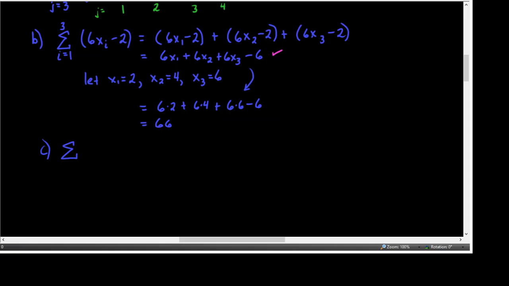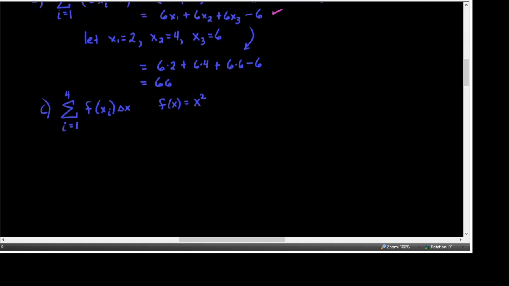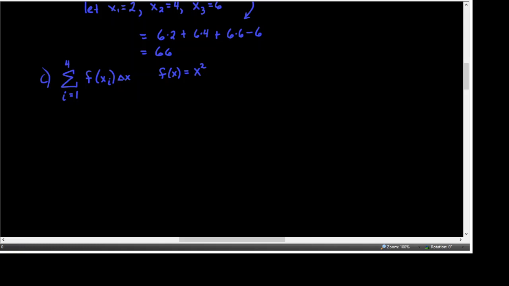Okay, so this time we're going to use the index I equals starting with 1, go to 4. Our formula this time is f of x sub I times delta x. Delta is a Greek letter in this form that means change in x, which you may have heard of before. So let's see. And they tell us that f of x is x squared. Okay. And they're going to give us some other things as well, but I don't want to get ahead of ourselves too much. So let's just do the expansion of that first.